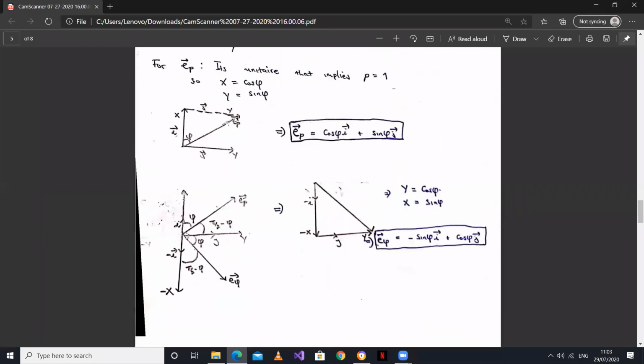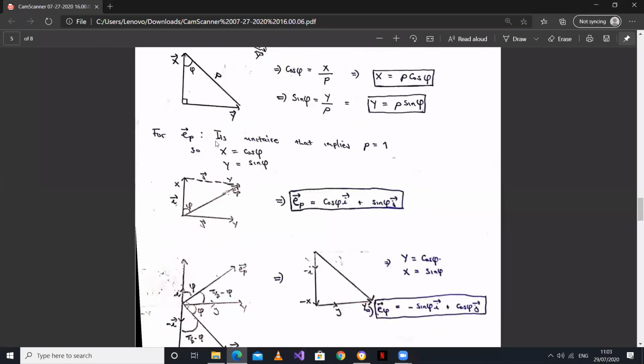And that's what I tried to say here. For heureux, it's unitaire. Heureux is a vector unitaire. That implies that rho is equal to 1 in this case. Just in the case of a vector unitaire, the rho will be equal to 1. The magnitude of that vector, which is rho in this case, is going to be equal to 1.